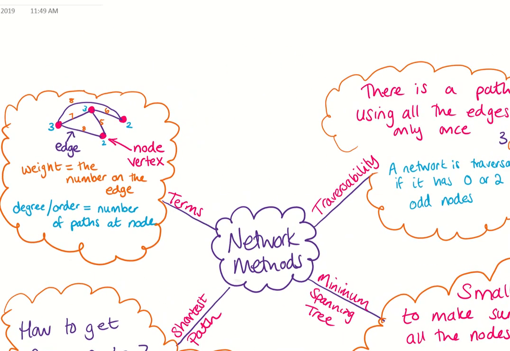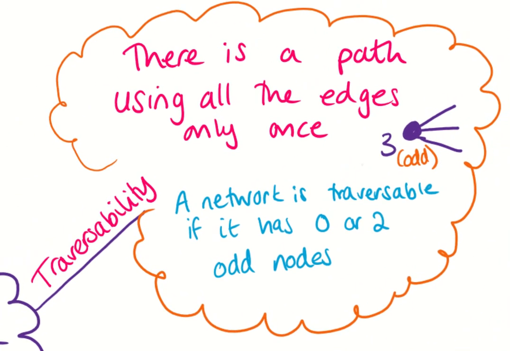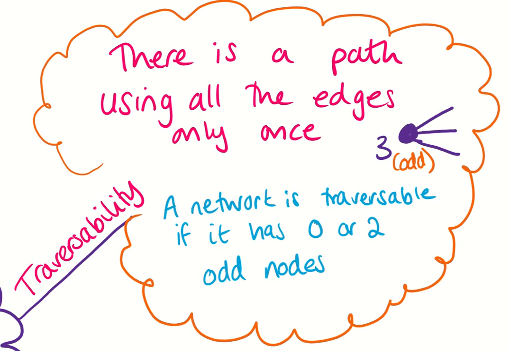Then we moved on and we looked at the next kind of skill that you'd actually have to do something with, and that is traversability. Now, traversability is trying to figure out if there is a path or possibly a circuit that would use all of the edges only once. So it goes over every single edge on your network and it doesn't repeat any. And the way to know that a network is traversable is if it has 0 or 2 odd nodes.